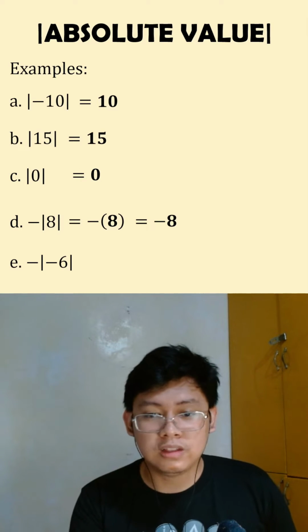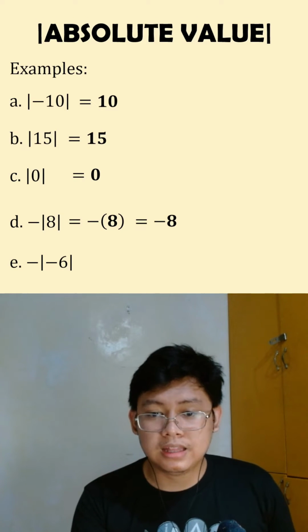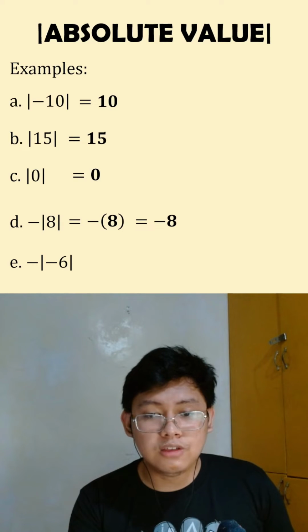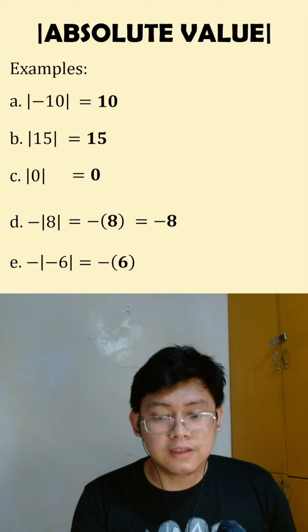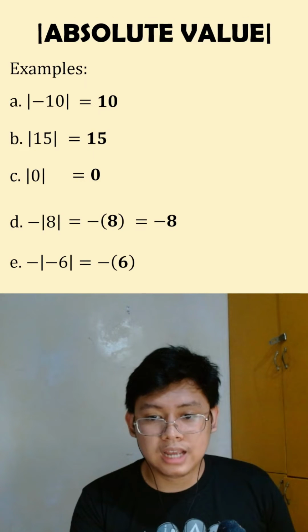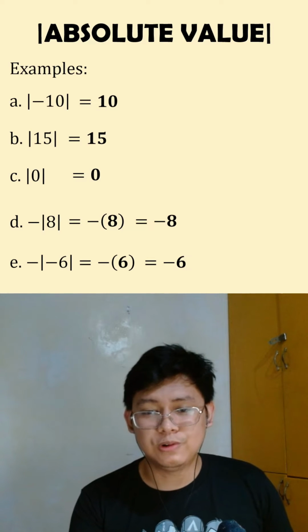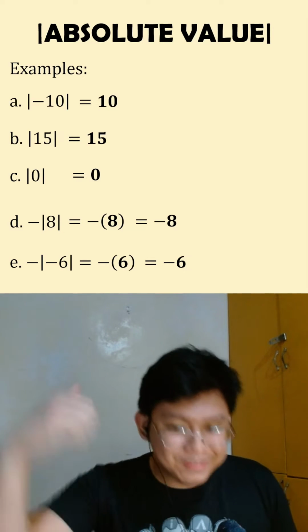So, ganun din yung letter E natin. Negative absolute value of negative 6. So, that will give us negative times 6. So, negative times positive will give us negative 6. So, that's it. Tada! Alright.